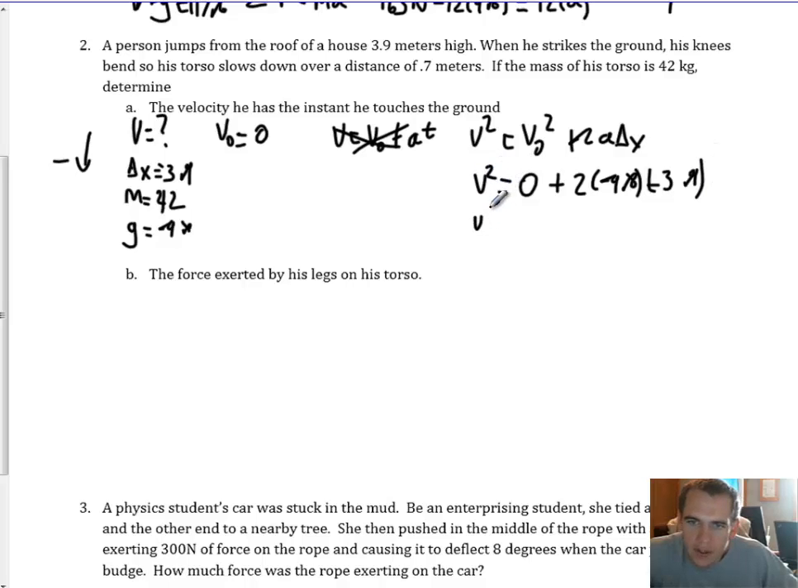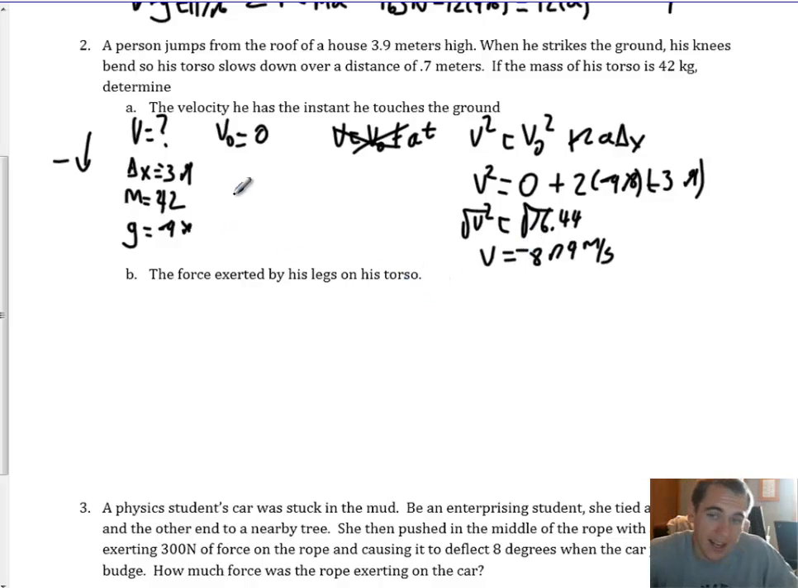So then I'll have V squared equals 2 times 9.8 times 3.9, which equals 76.44, and the square root of 76.44 gets me V. V equals about 8.74 meters per second. However, he is falling down, and since this is the square root, I need to make sure that that's a negative 8.74 meters per second.